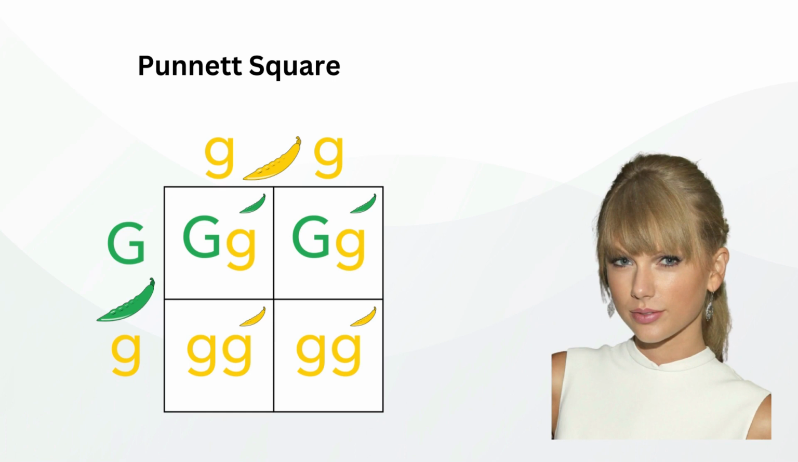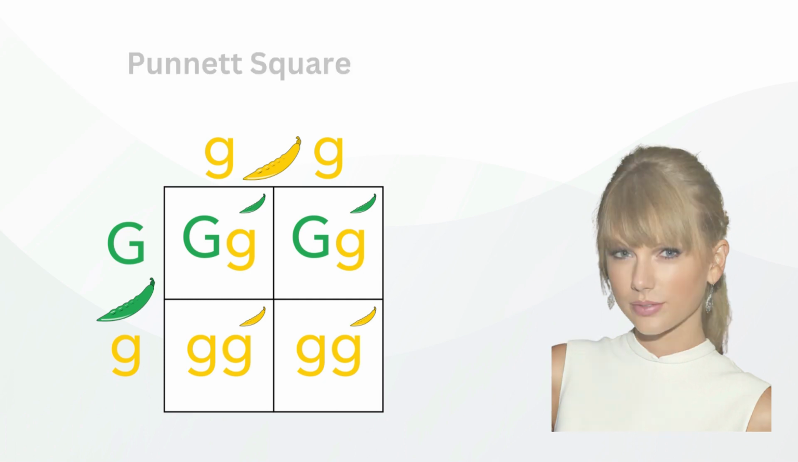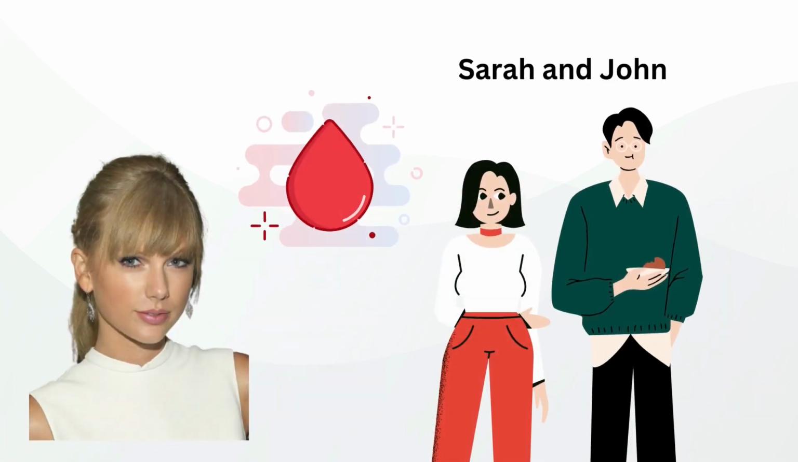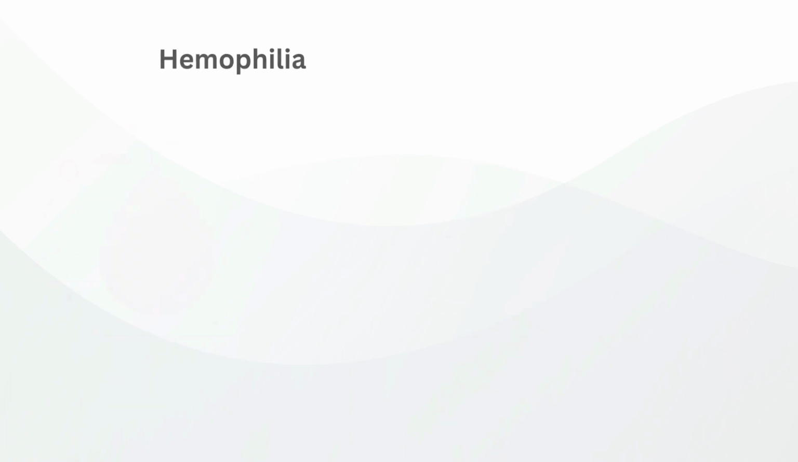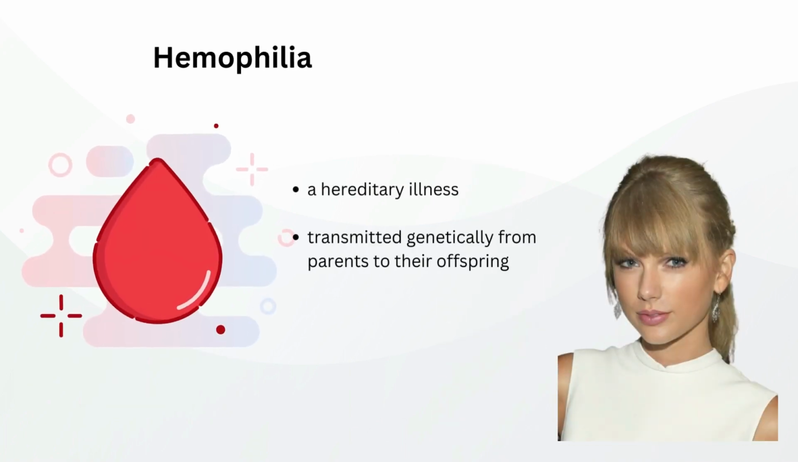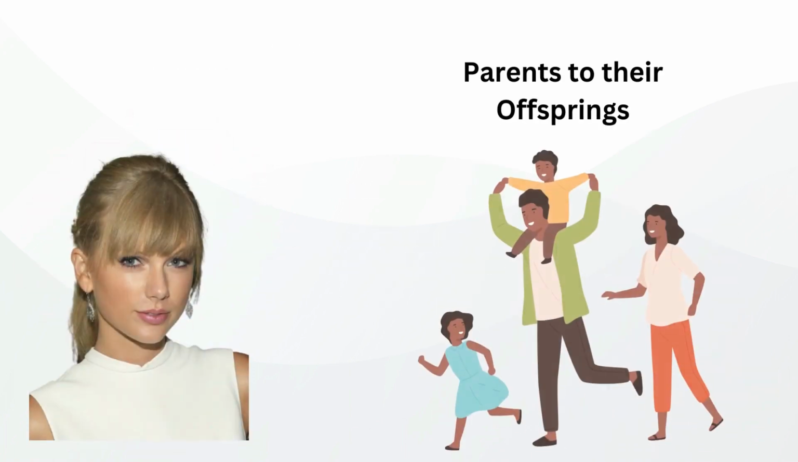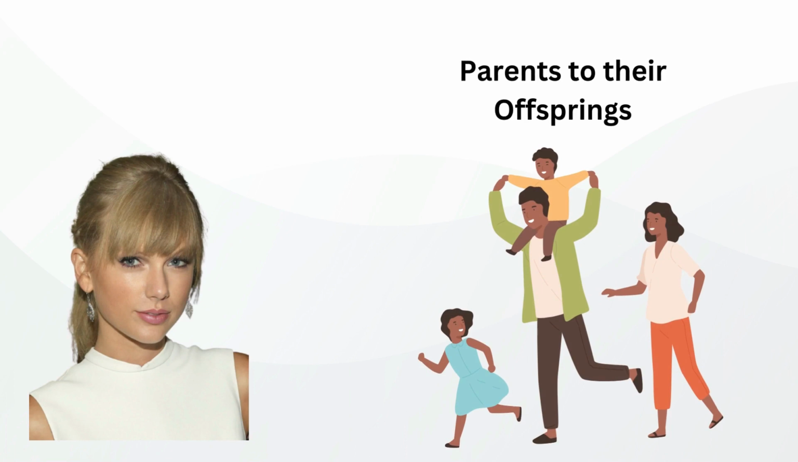Now, we have discussed the beginning of pedigree analysis. There are different topics that involve pedigree analysis, for example, Punnett squares, but that is for next time. Now going back to Sarah and John's case, we now know that hemophilia is a hereditary illness, and is transmitted genetically from parents to their offspring.